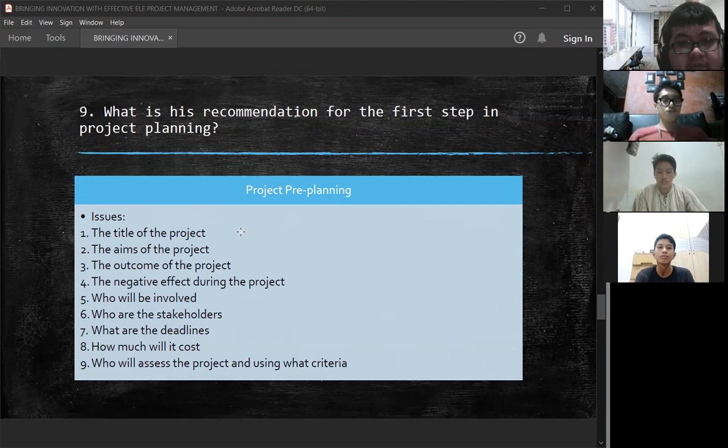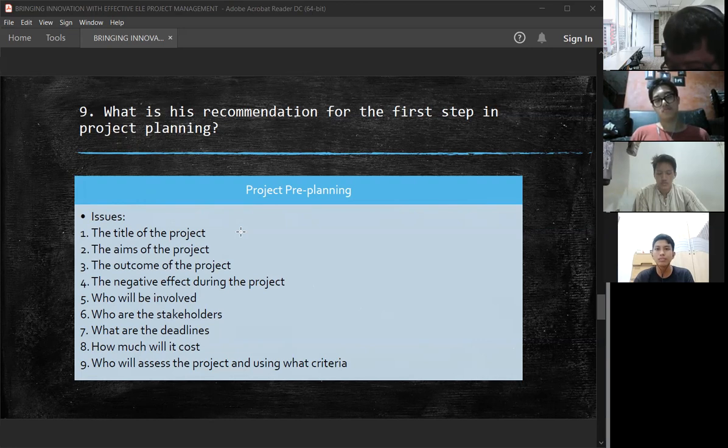Then we also have who will be involved. It is to make the roles of the project team members clear from the beginning. Then we have who the stakeholders are. Stakeholders here means all people who are affected by the project: learners, other members of staff, parents, etc. Then we have deadlines, and then we also have how much it will cost.